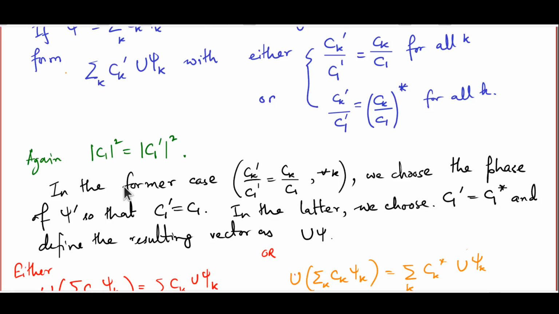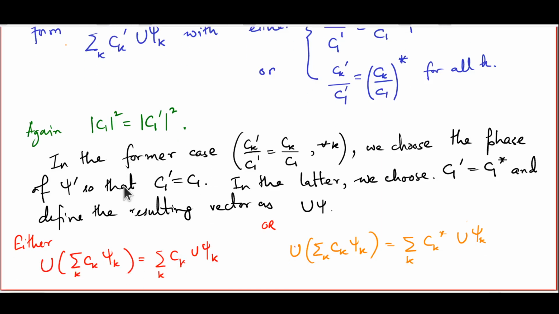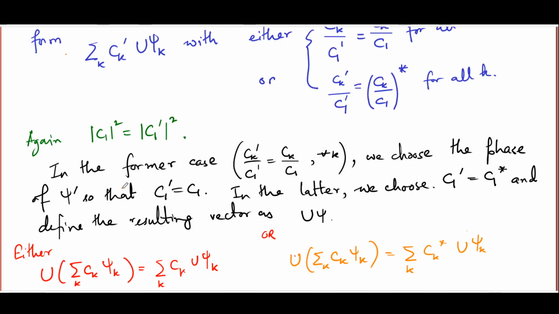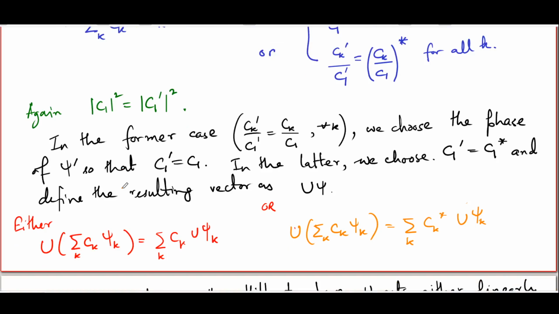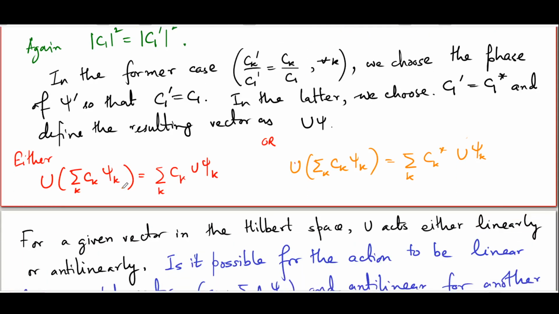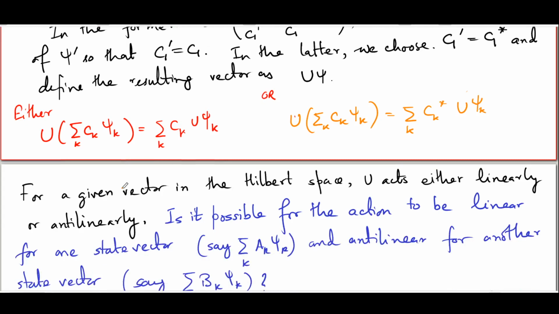So, the two cases correspond to either u acting on sum of Ck psi k is equal to sum over k Ck u psi k, or the other possibility, u acting on sum of Ck psi k equals Ck star u psi k. This may have already convinced you that u is either linear or antilinear, but there is a gap in the logic that we still need to fill up. What we have shown is for a given vector in the Hilbert space, this particular vector sum over k Ck psi k, u acts either linearly or antilinearly.